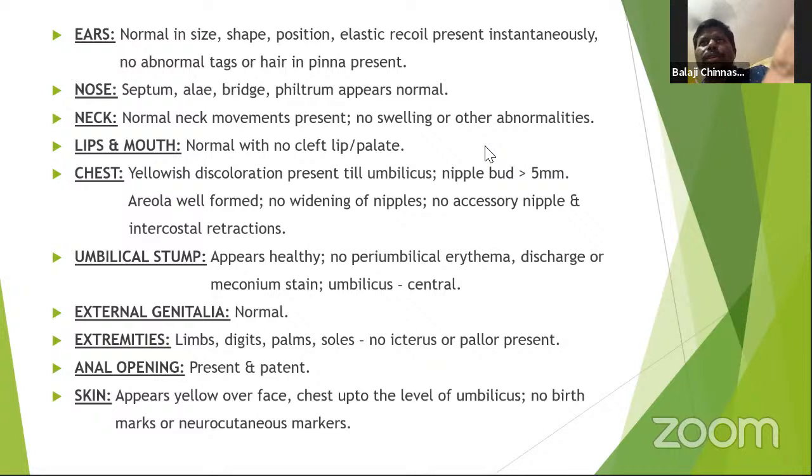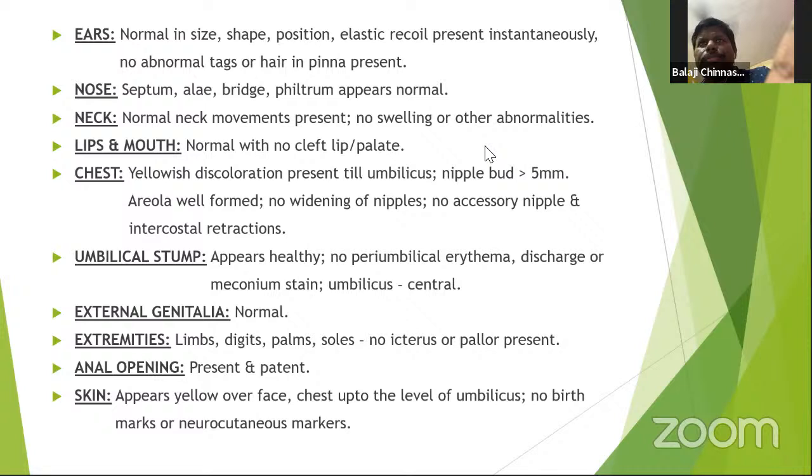Then what else do you look for? How will the genitalia be? The scrotum will be small and poorly pigmented in a preterm baby, whereas here the scrotum will be pigmented and multiple rugae will be present. And the testis will be descended.